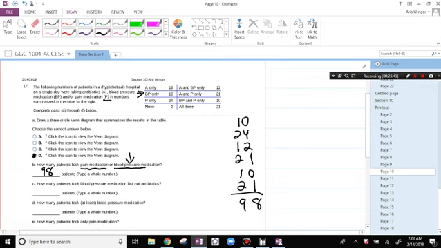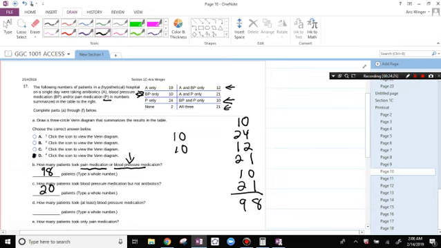How many patients took blood pressure medication but not antibiotics? Blood pressure medication, 10. So these 10. These took blood pressure and antibiotics, so not those. Blood pressure only, another 10. I think that's it. Blood pressure appears here, here, here, and here, but blood pressure with no antibiotics means that you had it only or with the pain medication. 10 plus 10 is 20.